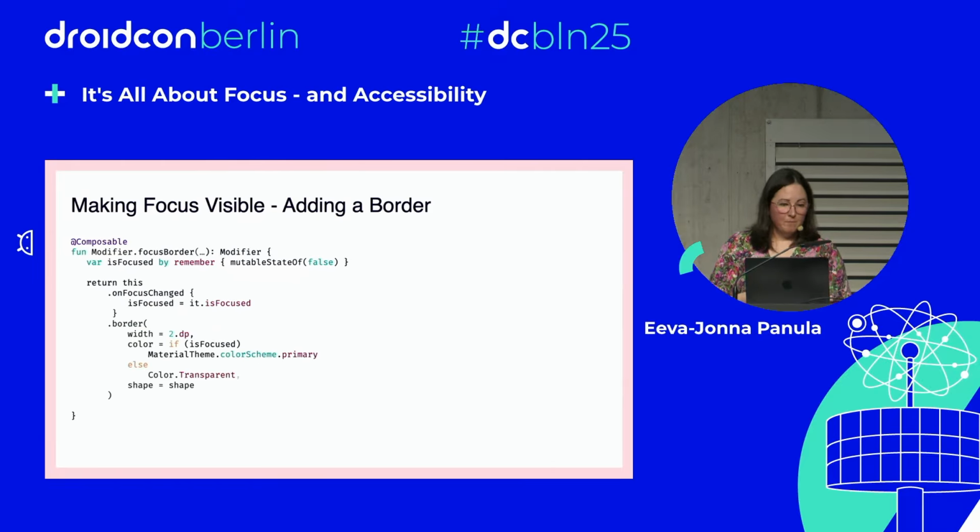And then we call the border modifier, and this is already getting a bit small. I'm sorry. I tried to pick the relevant parts here. Here we set the width to be at least 2 pixels, or density-independent pixels, so that it fulfills the at least 2 pixels requirement. And then we set the color, in this case, to be either the primary color or transparent, based on if the component is actually focused. So this is basically the focus border here.